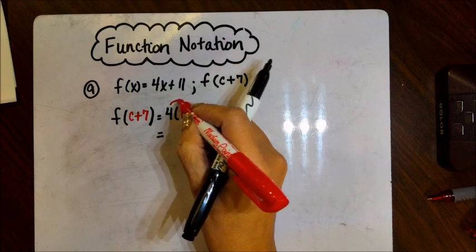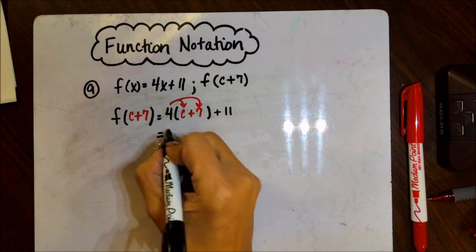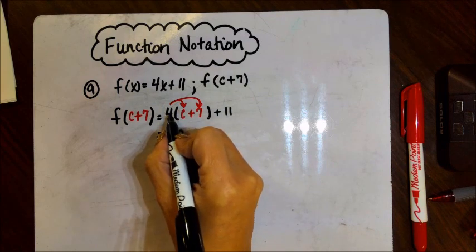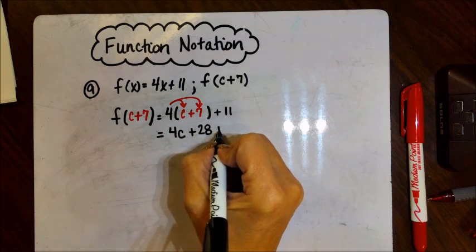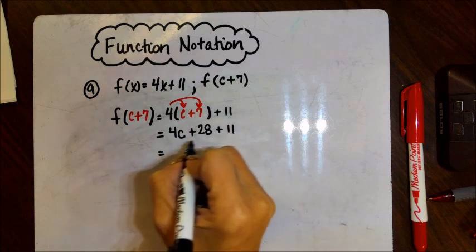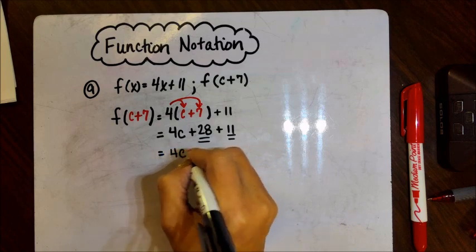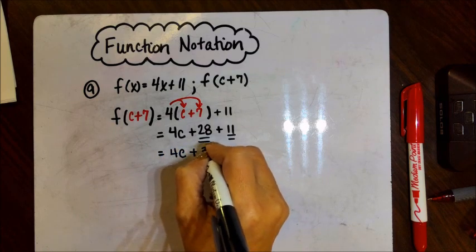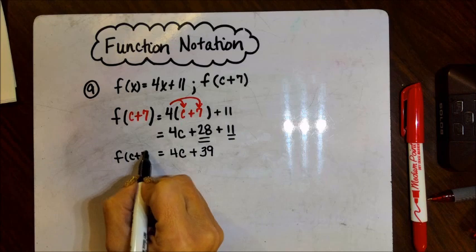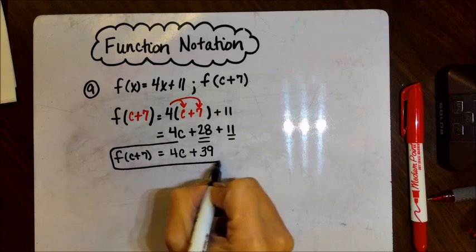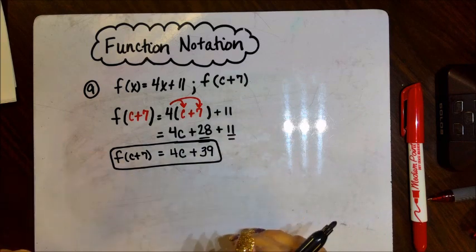So we're going to have to hippity-hoppity distributive property with that 4. Okay. 4 times c will be 4c. 4 times 7 will be 28. And then I still have this plus 11. I can put 28 and 11 together and get 4c plus 39. So f of c plus 7 equals 4c plus 39. Is it something you're used to seeing? No, but it's okay. That's what it's going to equal.